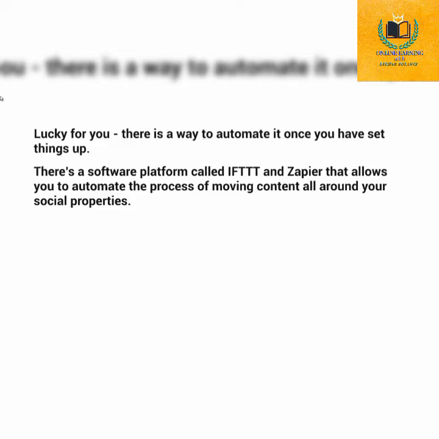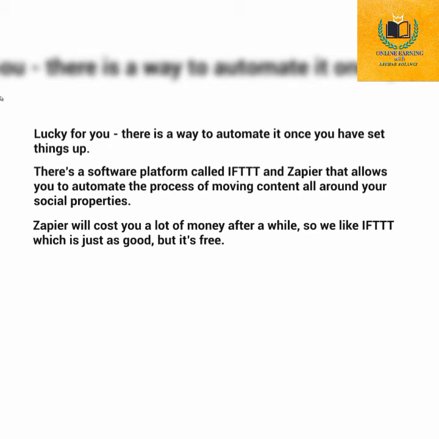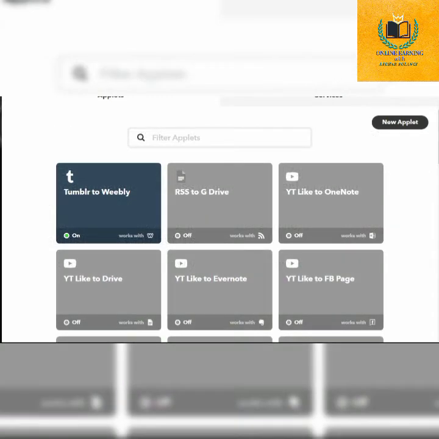So you have essentially what we call triggers: whenever the trigger happens, then something else happens. IFTTT stands for "if this, then that." Now, between the two, Zapier will cost you a lot of money after a while. A lot of times they'll give you some free triggers, or zaps, which is what they call them, and beyond that, it will cost money. Whereas with IFTTT, it's just as good, but it's free. So let's hop on over and show you how IFTTT works.